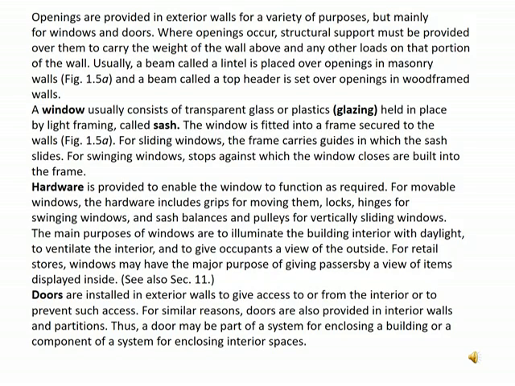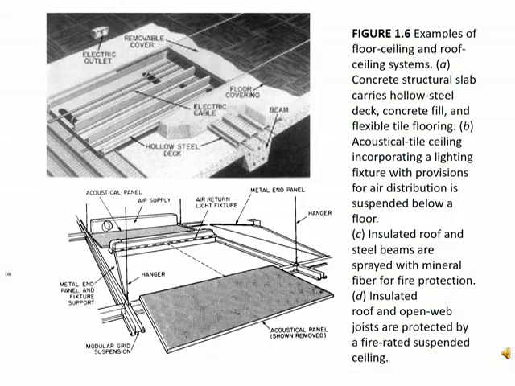Example of the floor ceiling and the roof ceiling system. So you see there's a diagram of floor ceiling and roof ceiling systems. A is a concrete structural slab, carrying a hollow steel deck, concrete fill, and a flexible flooring. B is a tile ceiling, incorporating a lighting feature with provision for air distribution, suspended below the floor. C is an insulated roof, and the steel beams are sprayed with mineral fiber for fire protection. And D is an insulated roof on open web joists protected by a fire-rated suspended ceiling. So those are examples of the floor ceiling and the roof ceiling system.